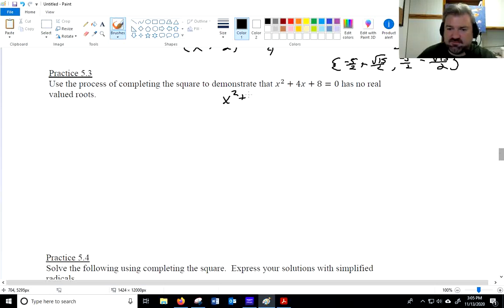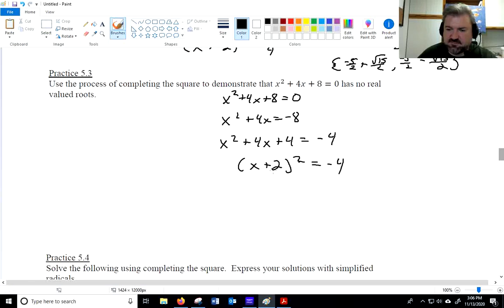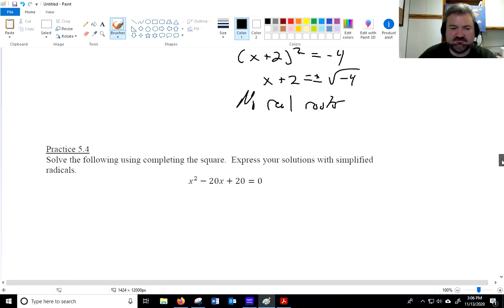So I have x squared plus 4x plus 8 is equal to 0. Let's move the 8 over to the other side. We'll take half of 4 and square it. Half of 4 is 2. 2 squared is 4. And add it to both sides. But when I do negative 8 plus 4, I get negative 4. This will factor as x plus 2 squared equals negative 4. But when I take the square root of both sides, the square root of a negative is not real. Because we can't take the square root of a negative, it's not a real number.